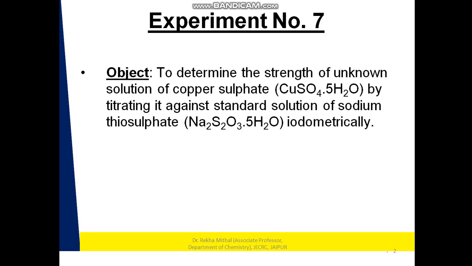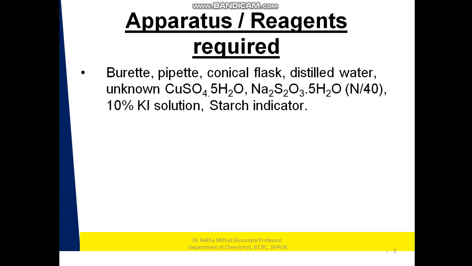Today we'll discuss experiment number 7. The objective of experiment number 7 is to determine the strength of an unknown solution of copper sulfate, titrating it against a standard solution of sodium thiosulfate iodometrically. Iodometrically means the titration in which iodine is liberated during the reaction.